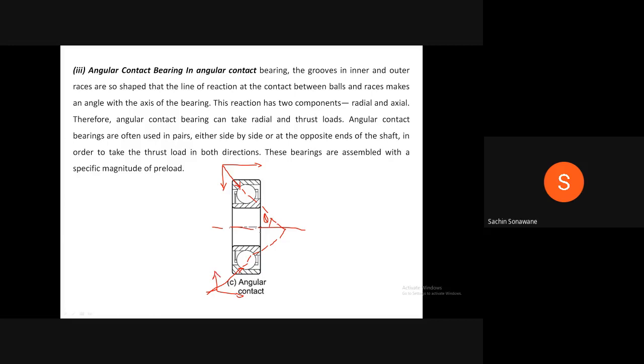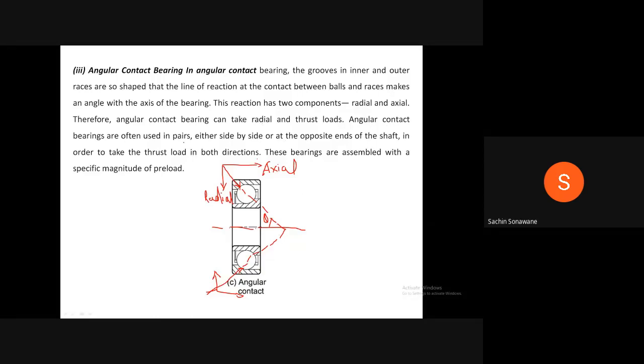Therefore, radial force and axial force. This horizontal component is known as the axial force. And this vertical component is known as the radial component. Therefore, angular contact bearing can take radial and thrust loads.